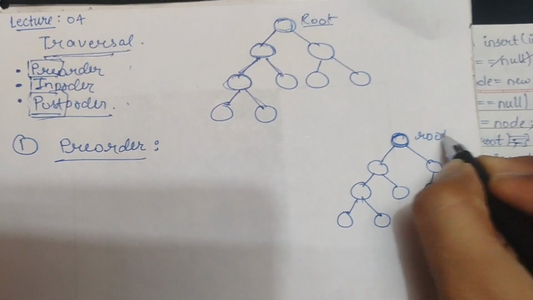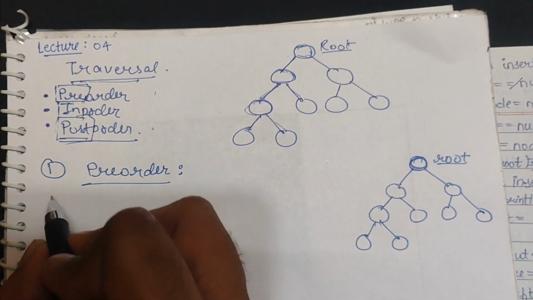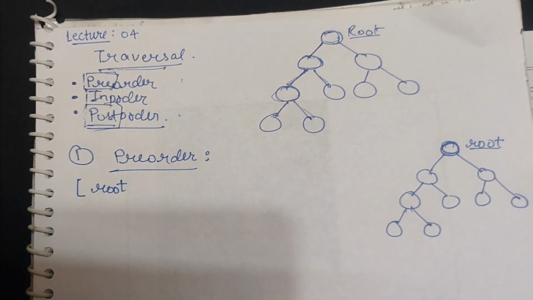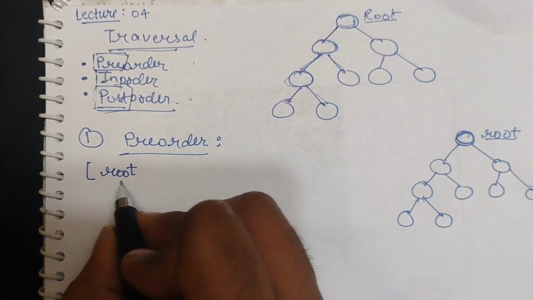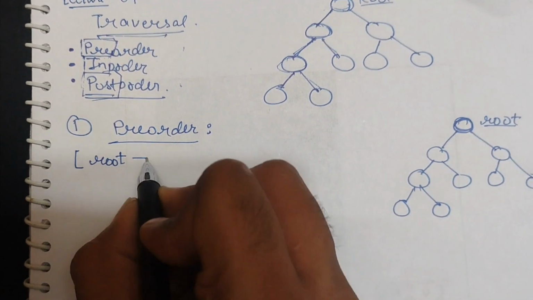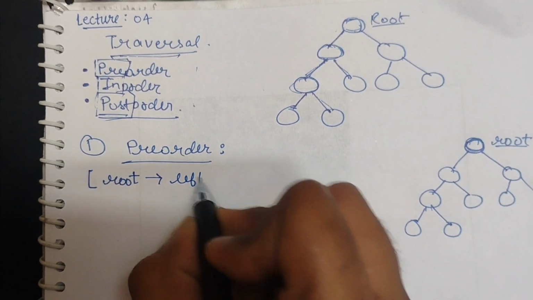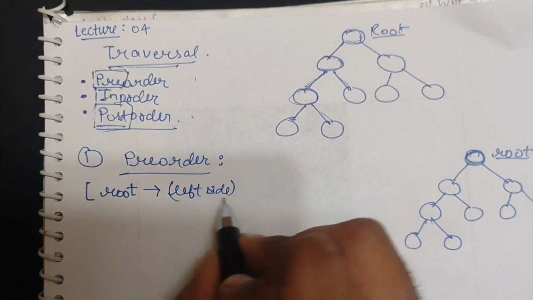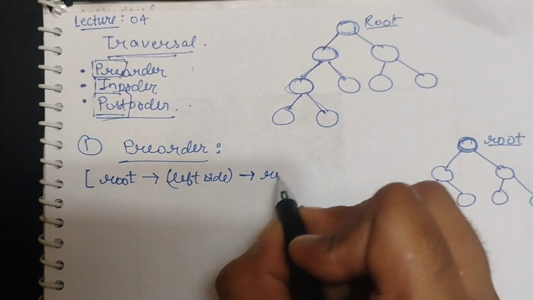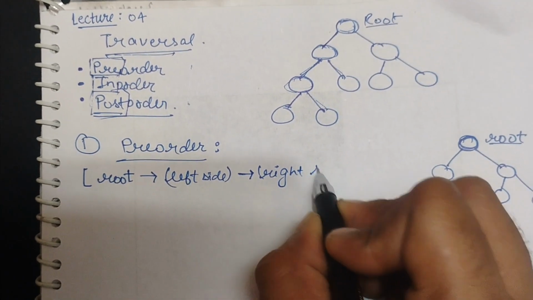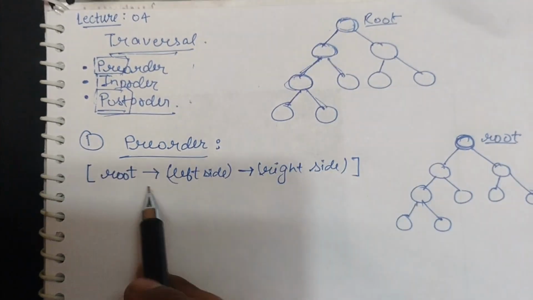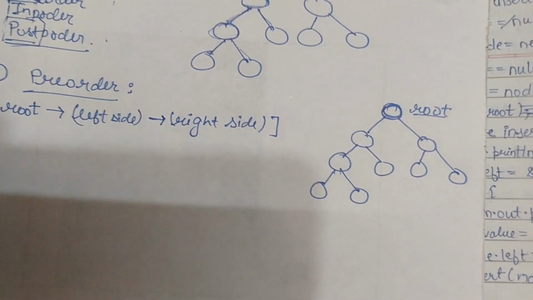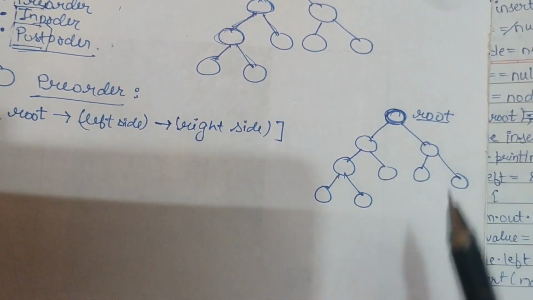Okay, so what does pre-order mean? Pre means first we will visit the root. After visiting the root, we will move to the left side, that is the left of the root. Okay, then after visiting the left, we will move to the right side, that is the right of the root. So this is the main idea of this pre-order traversal. Let us do a dry run.